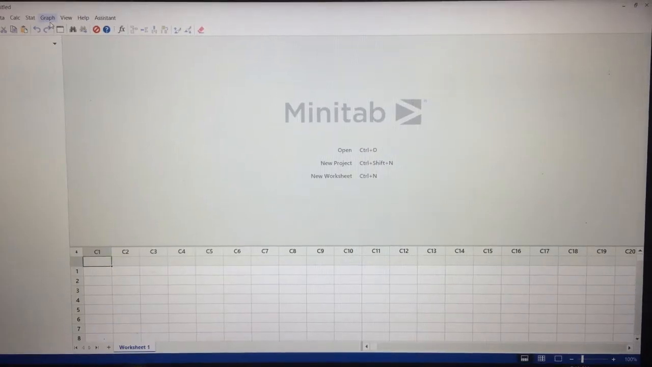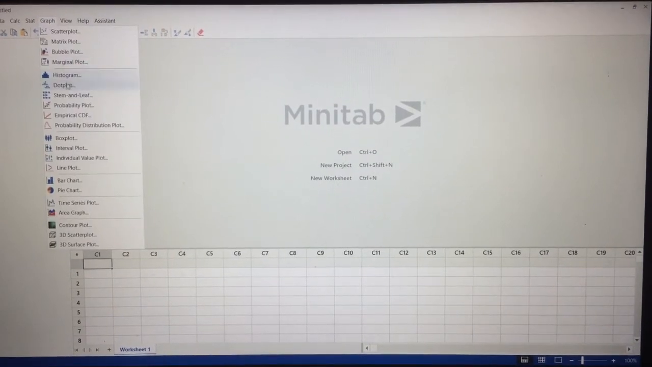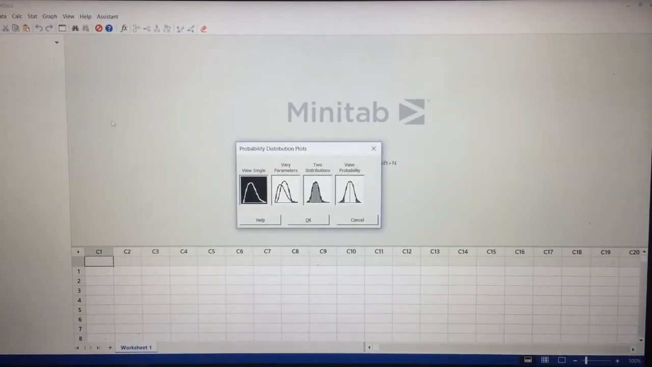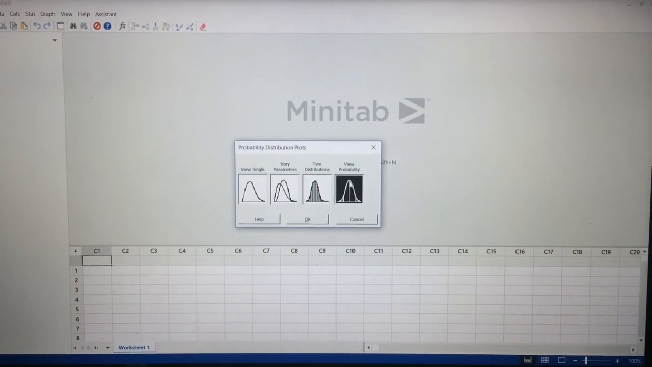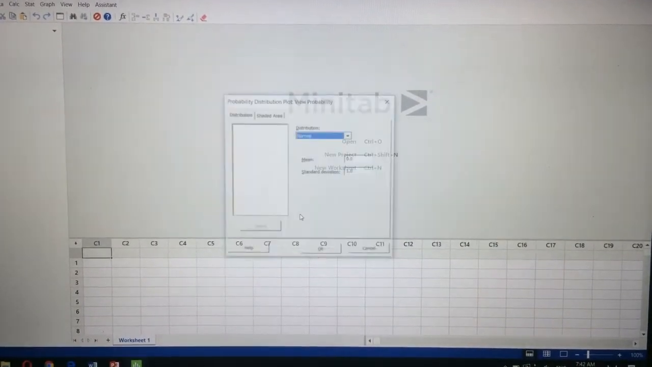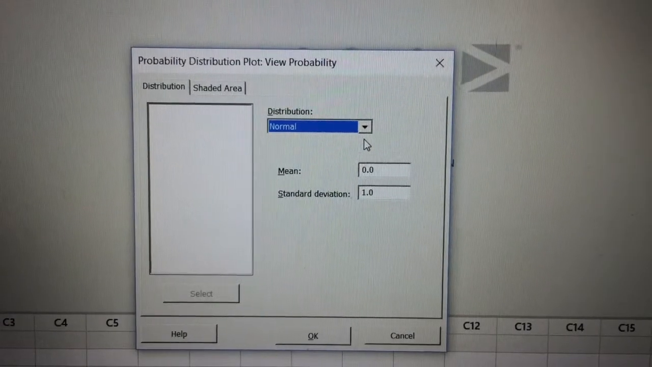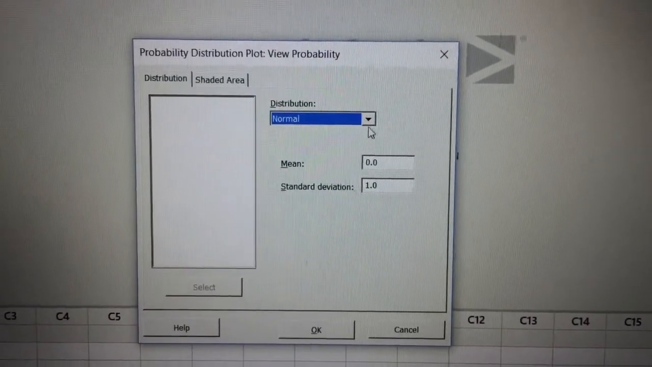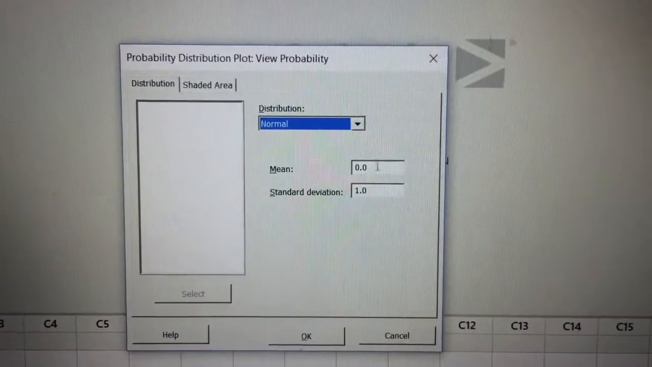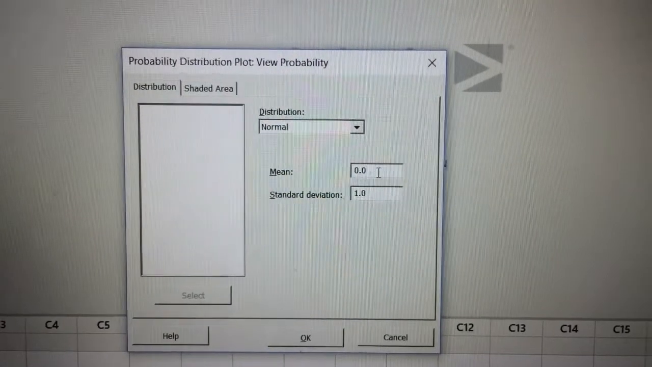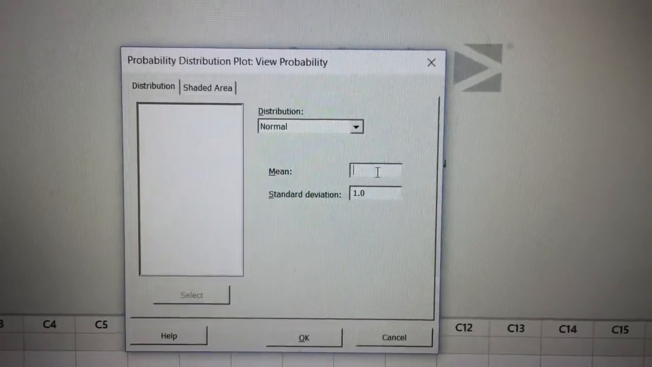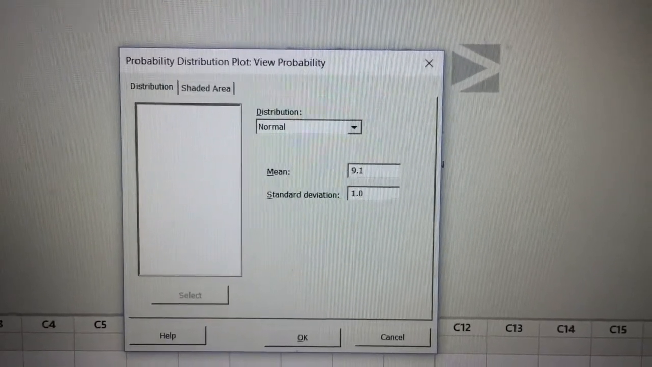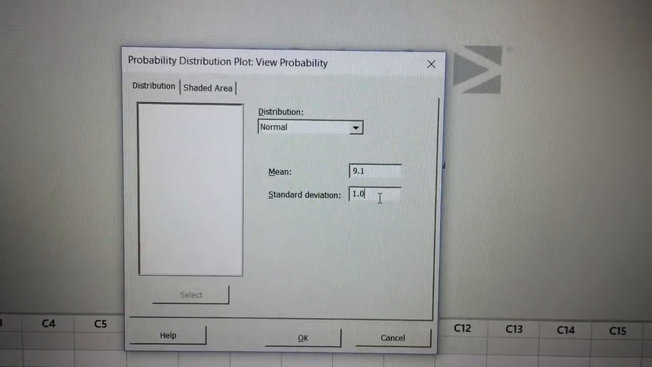First, choose Graph and Probability Distribution Plot. Then click View Probability and click OK. In the Distribution section, choose Normal and input 9.1 in the mean and 2.2 in the standard deviation.